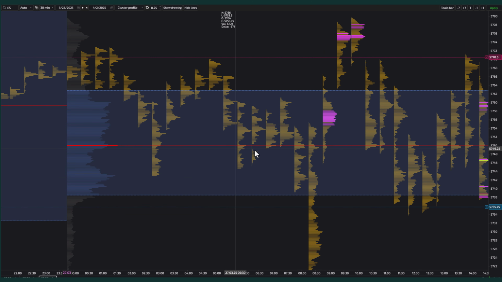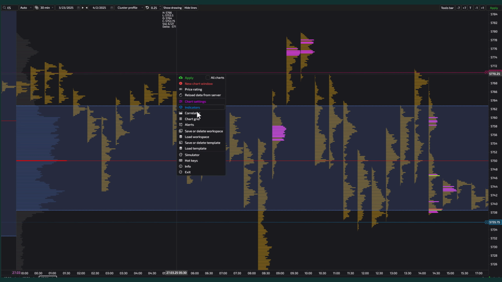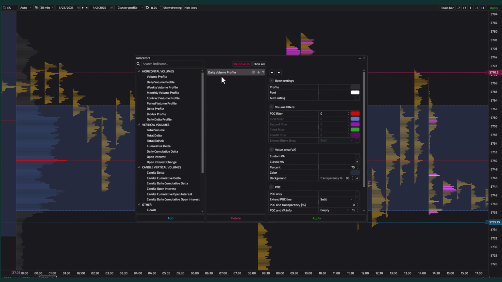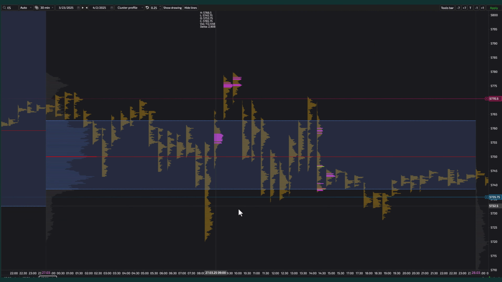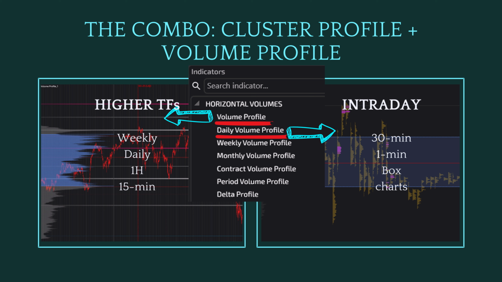In this very example, let's go to indicators. I use the daily volume profile so we can analyze the market under the microscope throughout the day. Okay? Once again. So you have no more questions regarding these two. First of all, remember this. For each chart, we use cluster profile plus volume profile. As I said, for the higher time frames, we use general volume profile.